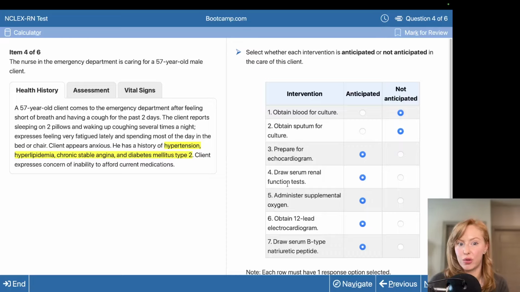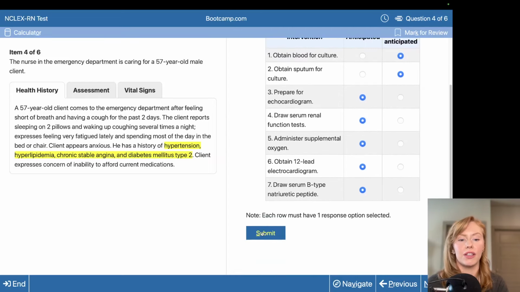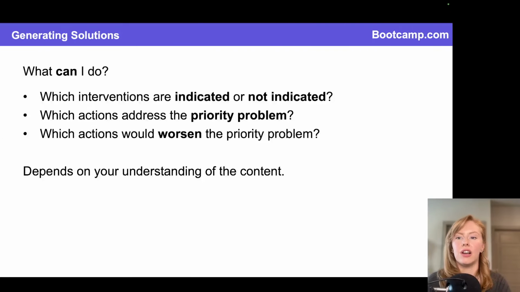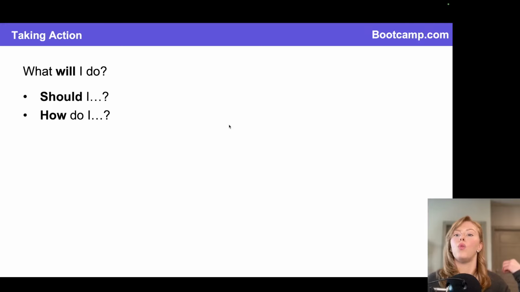Make sure his kidneys are doing okay before we give him any Lasix. Get the 12-lead EKG, make sure he's not having an MI, and then get the BNP to diagnose the severity of the heart failure. And we're correct. Very good.